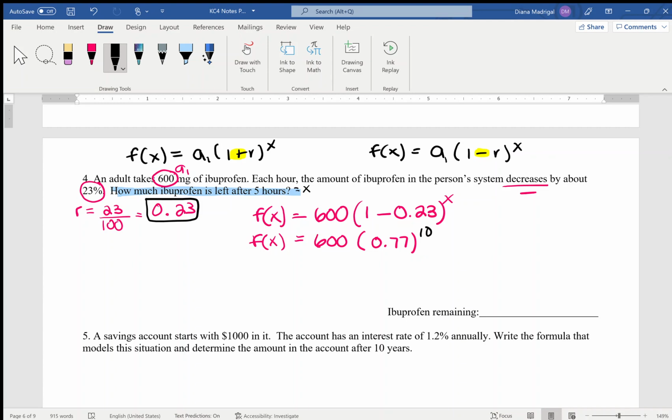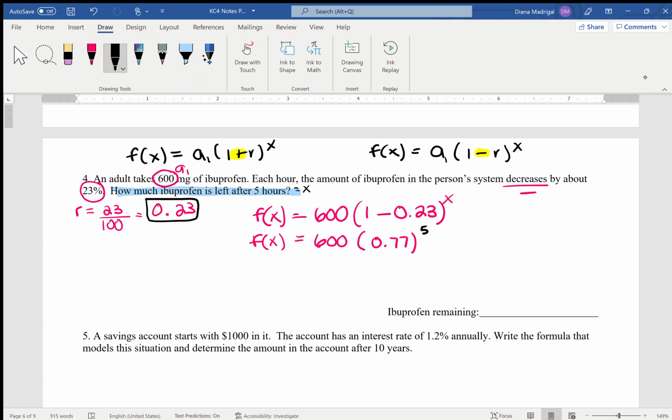All right, what are you going to do now? Well, you need to answer the question. How do you do that? Well, you just have to plug everything into the calculators. You're going to put 600 parentheses 0.77 close parentheses to the power of 10, and you all should know how to do that power. Plug in 10 and go ahead. Your answer should have been 43.9601 milligrams. That's how much ibuprofen will be remaining after 5 hours. Oops, sorry, I do not know why I put 10 in here. Should have been 5.